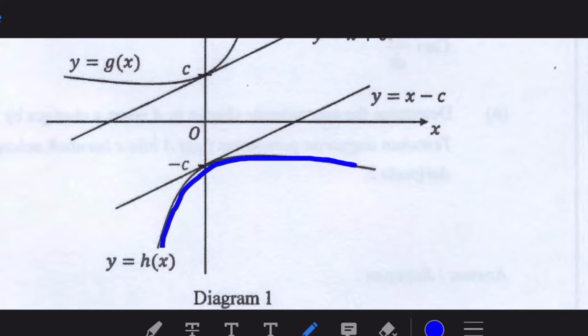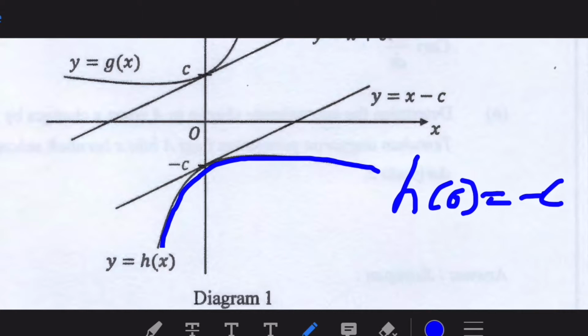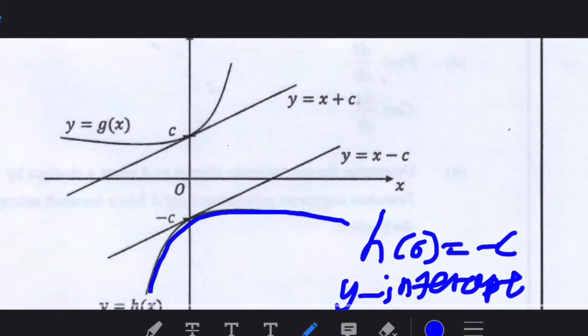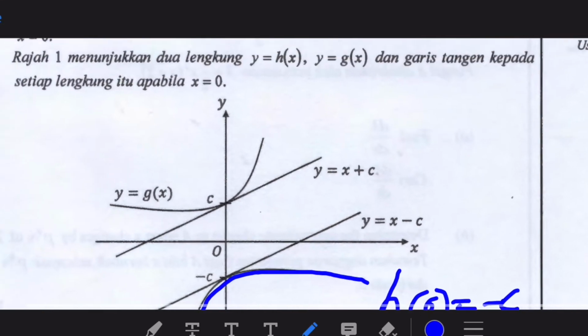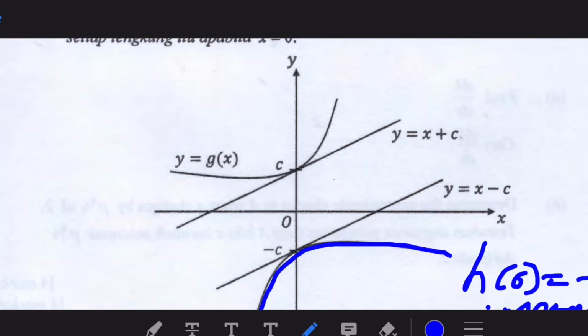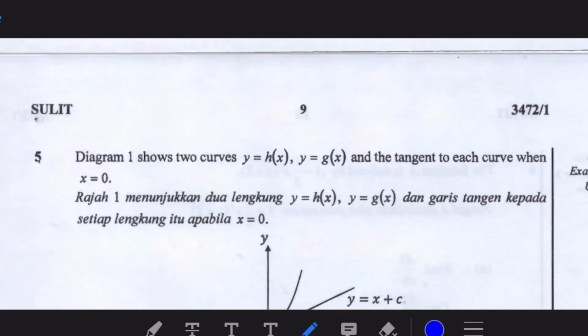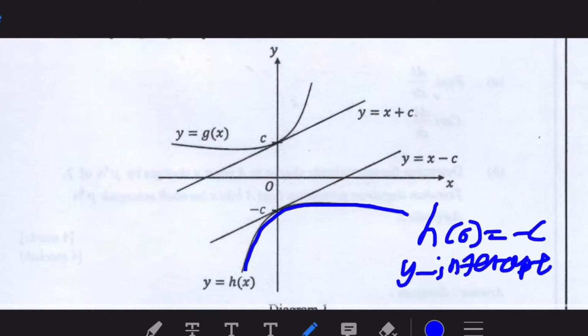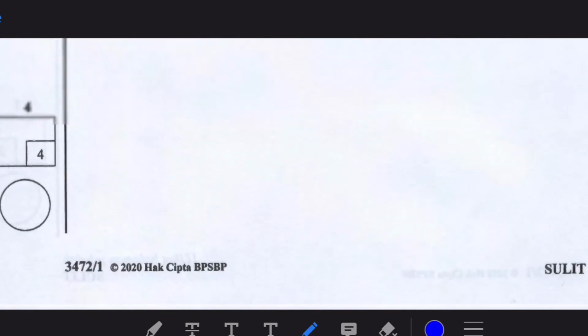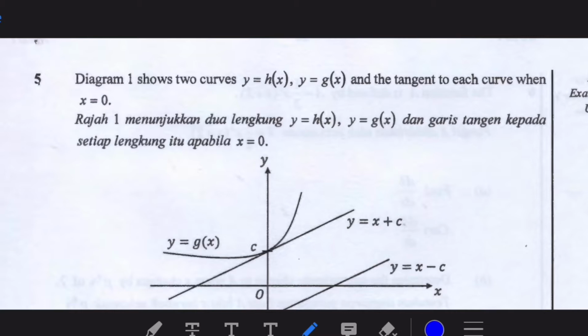And then this one is another curve, another function, in blue color. So when I write h(0), it means that the y-intercept for the function is negative c, because when you substitute x equals 0 into the function h, you get negative c. So obviously from the graph, the y-intercept is negative c, so you write h(0) equal to negative c. That is how you write the function in terms of the y-intercept.